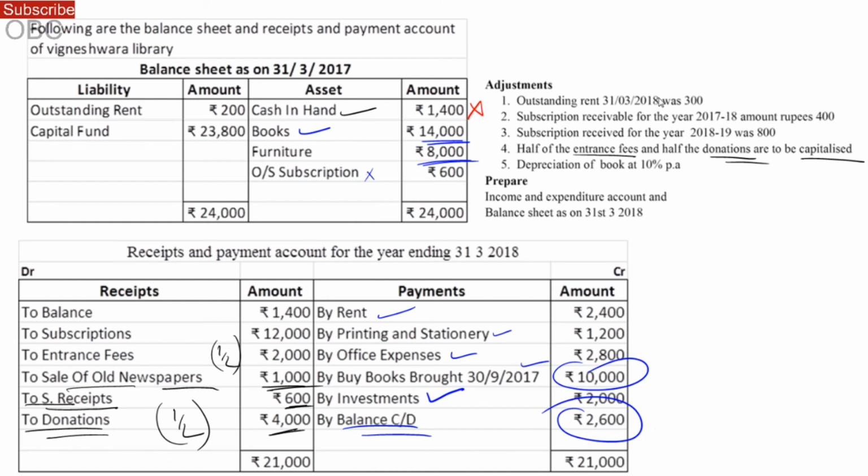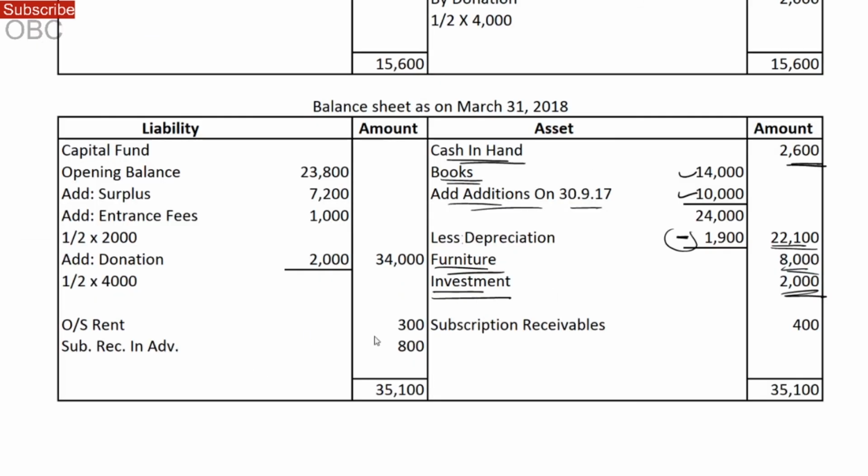So we have one subscription that belongs to this year, 400, and we have another subscription that belongs to next year, that should be added towards the liability side because that is a liability for the current year. Okay, now you add only 400. So subscription received in the current year, that is 17/18. Back to the balance sheet of current year. Subscription received for 2017/18 400 rupees over.